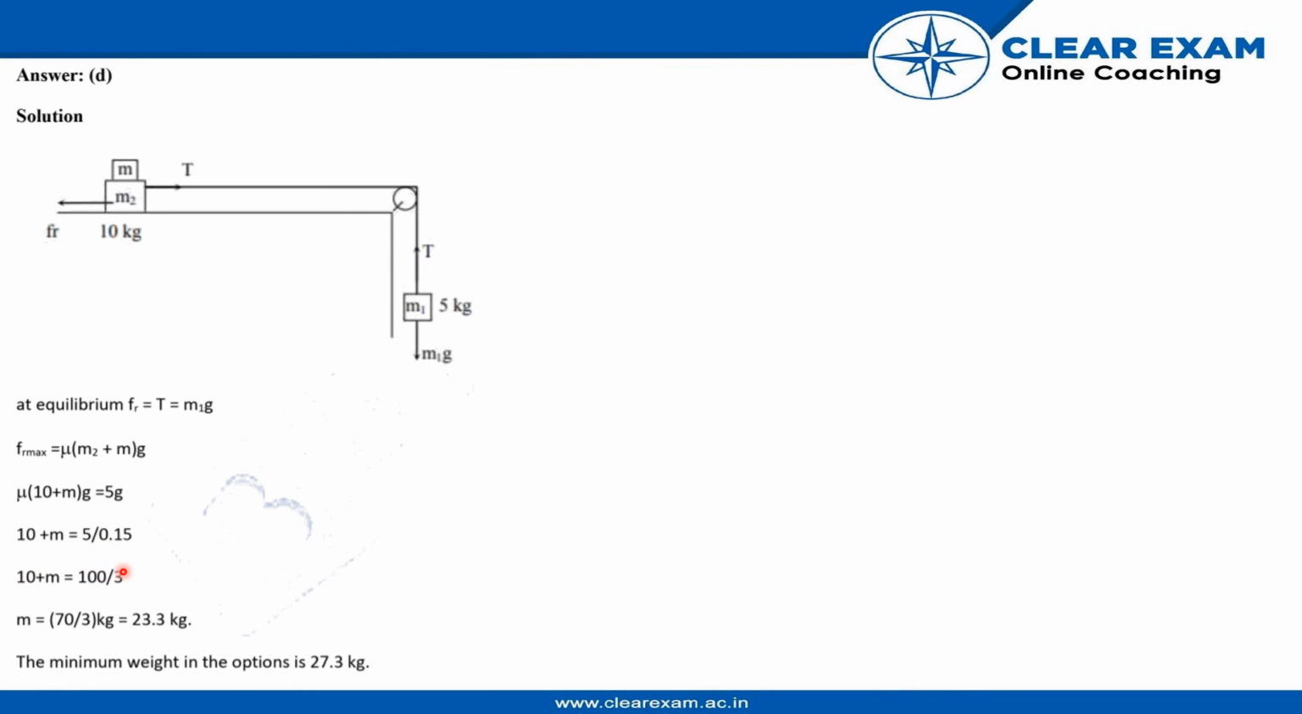Taking 10 to the right hand side, we get m equal to 70 upon 3, that is equal to, on division in decimal, 23.3 kg. Thus the minimum weight in the option is 27.3. The correct option thus is option D.